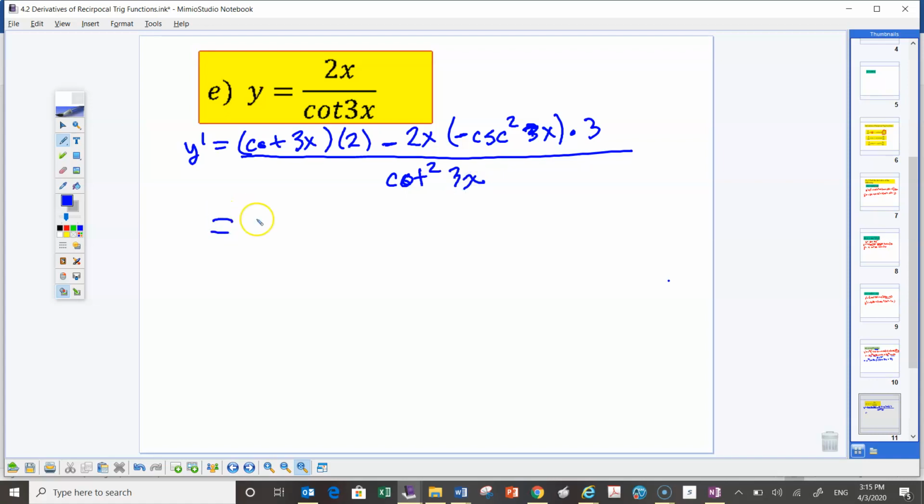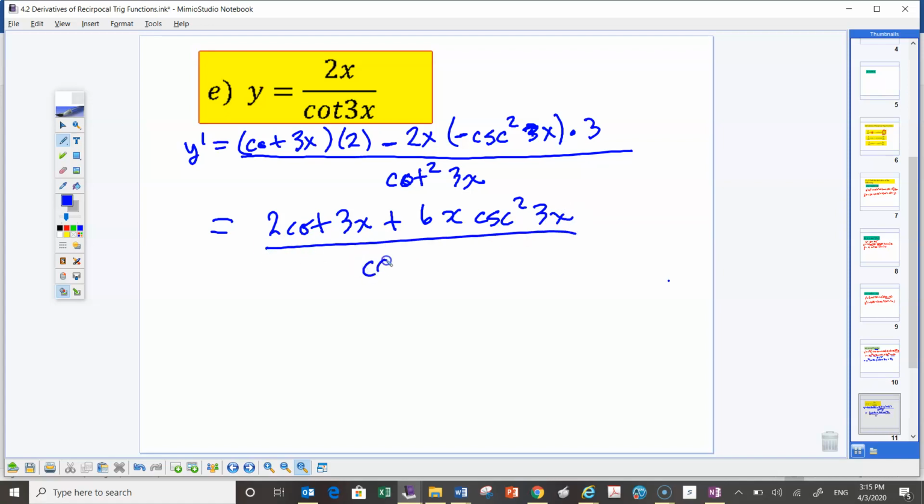And if I simplify this, I'll bring the 2 out front, so I get 2 cotangent 3x minus, well, this negative and this negative will become a positive, and when I multiply it by 3, it'll become a positive 6x cosecant squared 3x all over cotangent squared 3x. And yes, you could factor a 2 out of the numerator if you want, but we'll just leave our final answer as that.